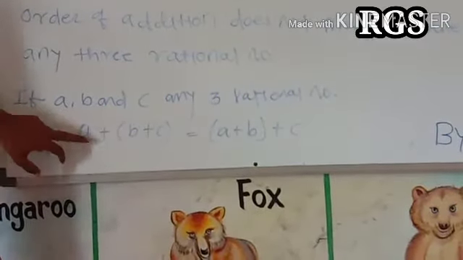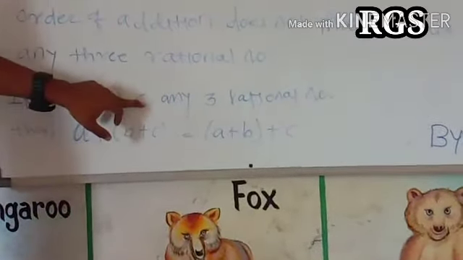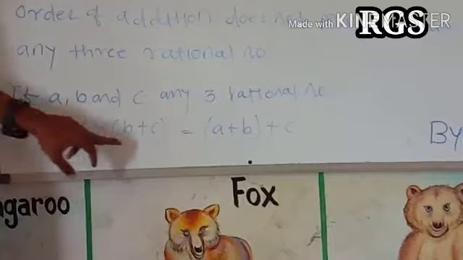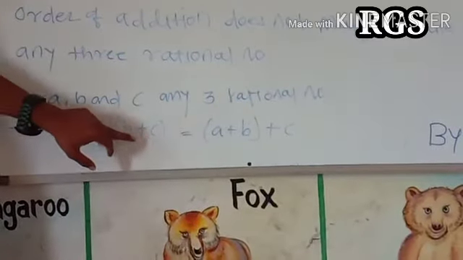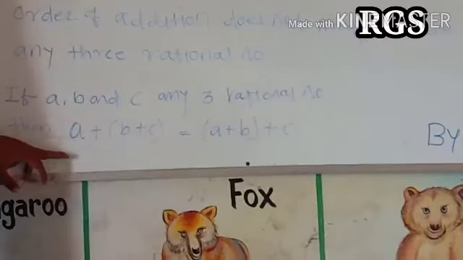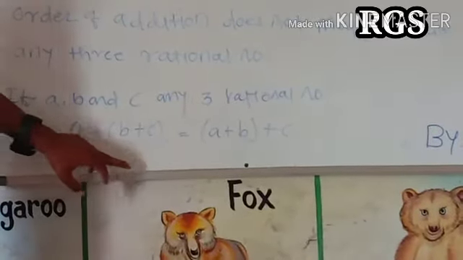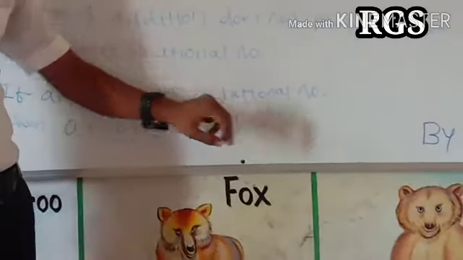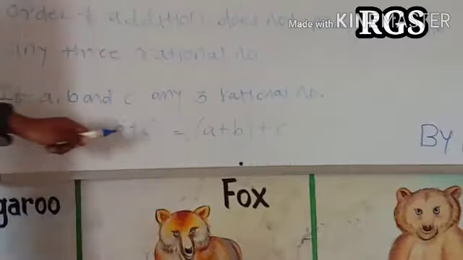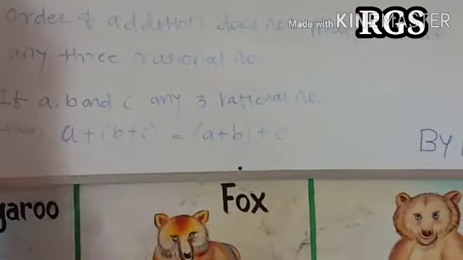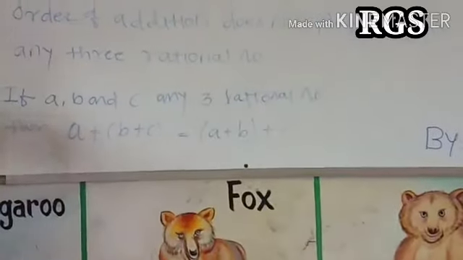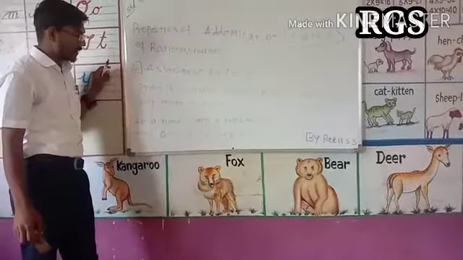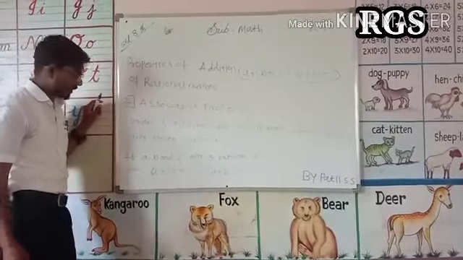Now see here, these are the three terms A, B and C. In the first example, we solve these three terms in such a fashion, that is A plus in bracket B plus C, and after solving this equation we get one solution, and this solution is equal to in bracket A plus B bracket close plus C. After solving both of the equations we get the same solution. This associative property says that when we add any three rational numbers, the solution is the same.